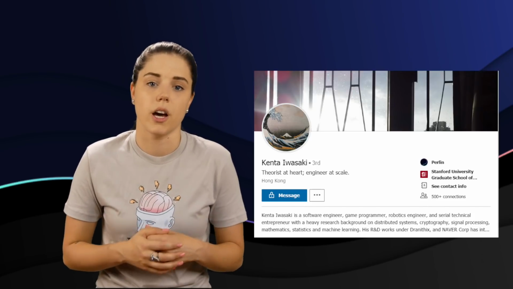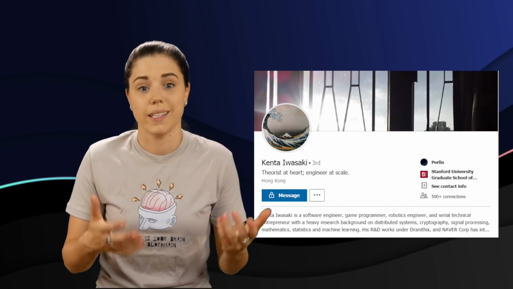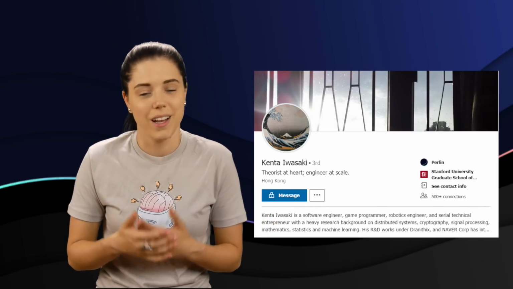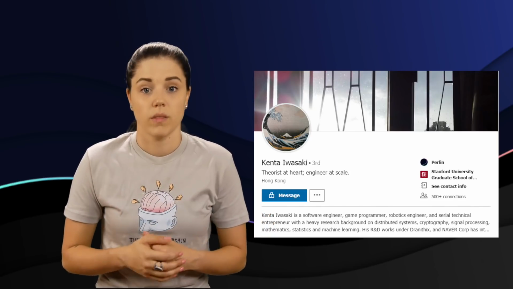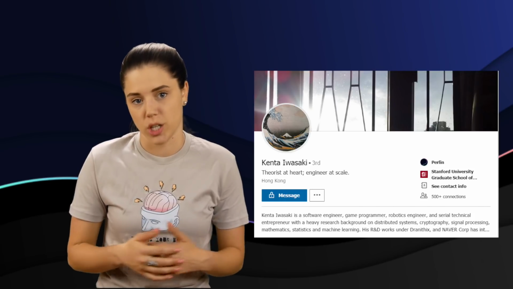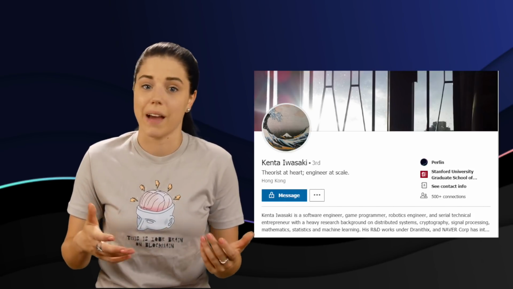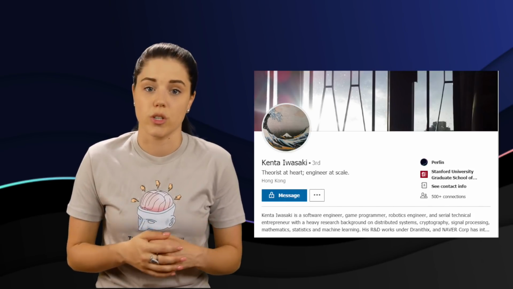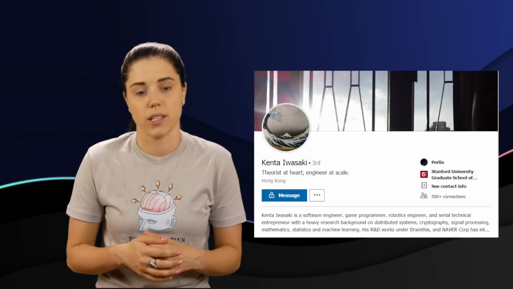Kenta Iwasaki is the CTO. Kenta is a software engineer, game programmer, robotics engineer, and a serial technical entrepreneur. He has experience with distributed systems and machine learning. Before Perlin, Kenta worked with Navicorp as an artificial intelligence researcher and at DJI as a robotics engineer. There are a lot of other members of the team, which you can go find if you're interested. They are listed on the website.